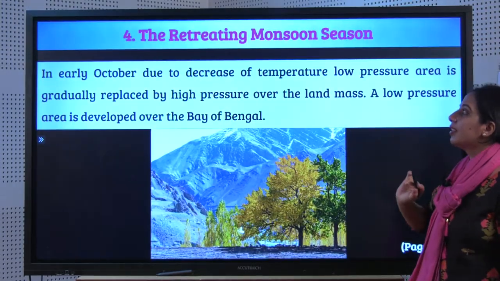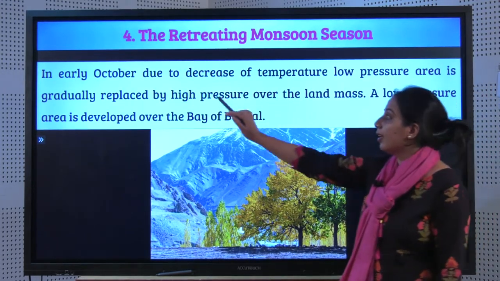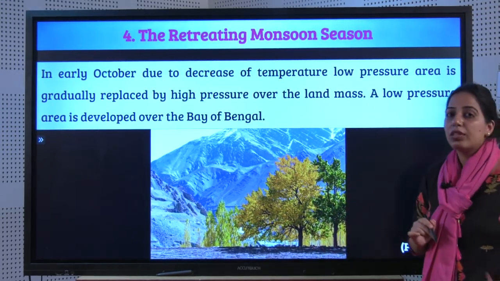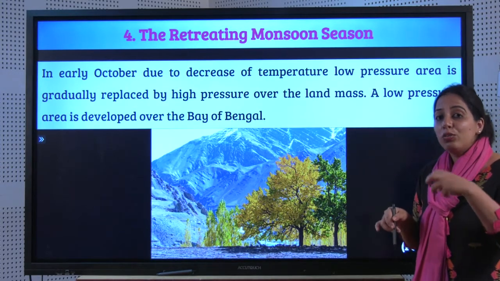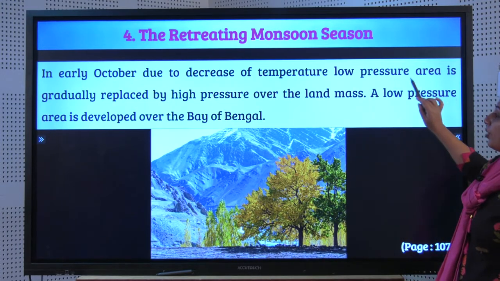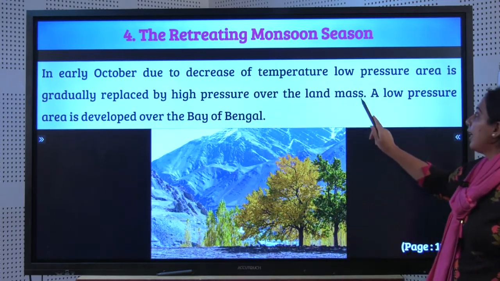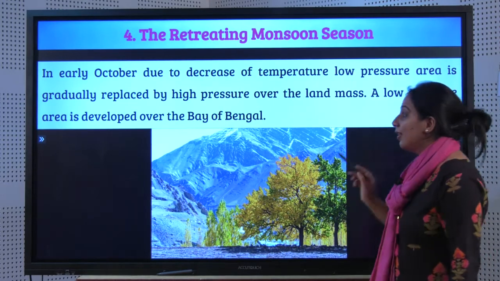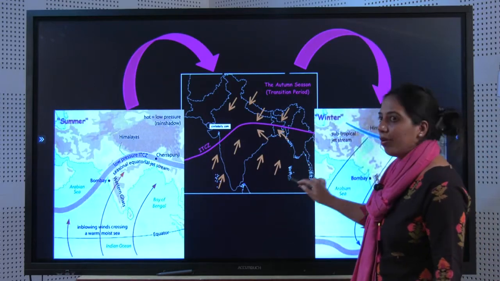Next, the fourth season is the retreating monsoon season. When does it begin? In early October. Why? Due to the decrease of temperature. There is no more low pressure in the continent of India to attract the monsoon winds. So the low pressure area is gradually replaced by high pressure over the landmass. But there is still low pressure. Where is it? It is developed over the Bay of Bengal here.